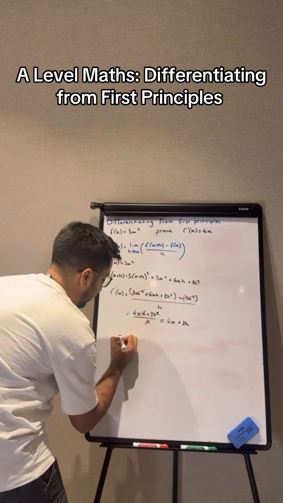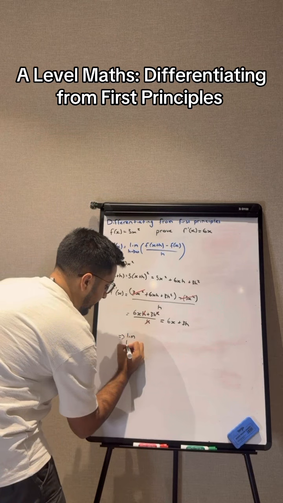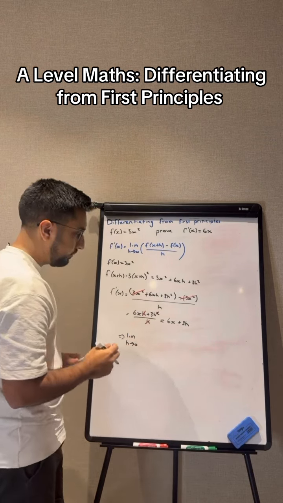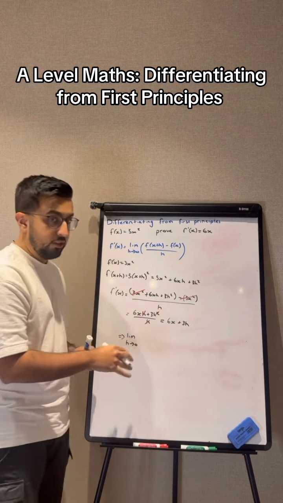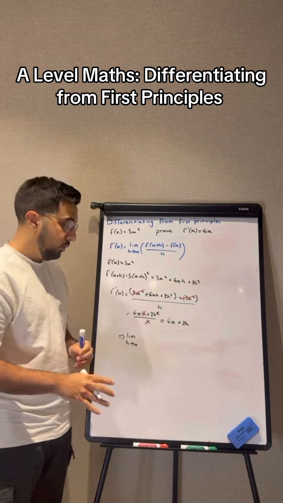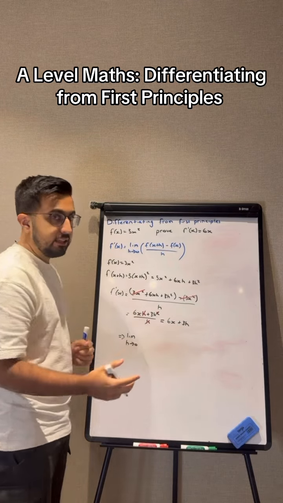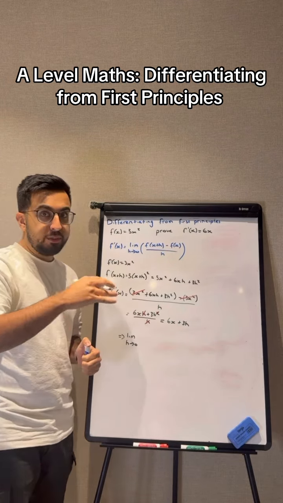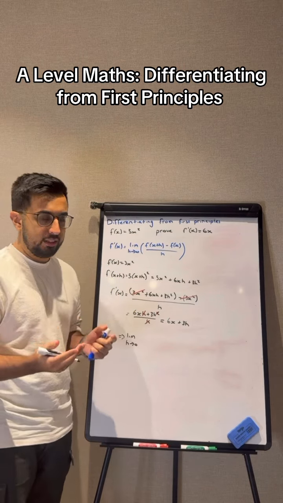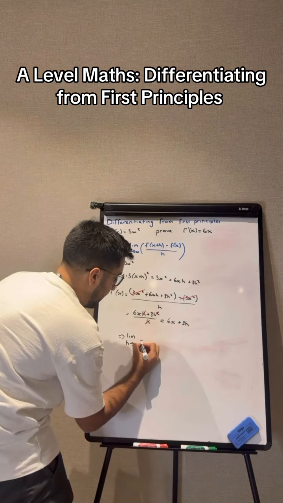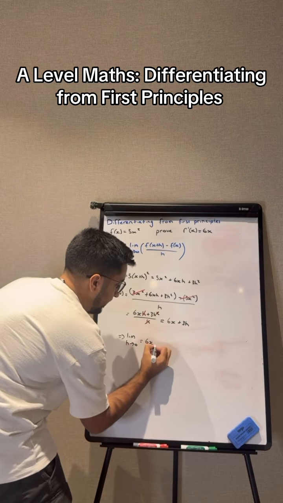Now we'll put in our limit. So if h tends towards 0, that doesn't mean h is equal to 0, but we can mathematically say h is 0 because it's going to be so small, it's basically non-existent. And therefore, there will be 6x plus 3h.